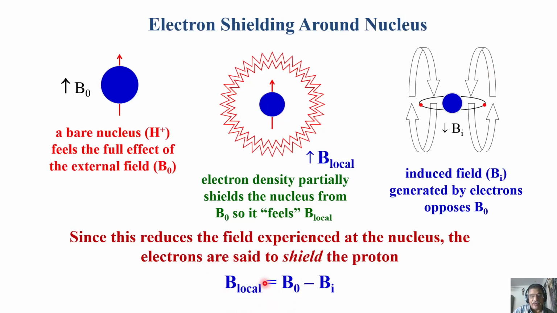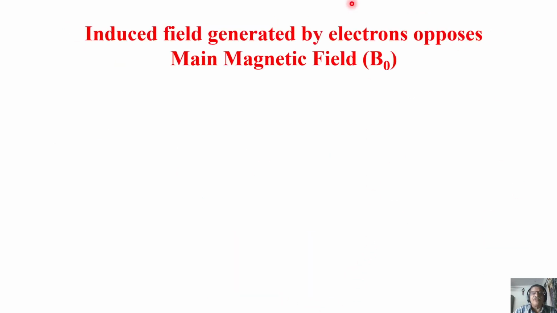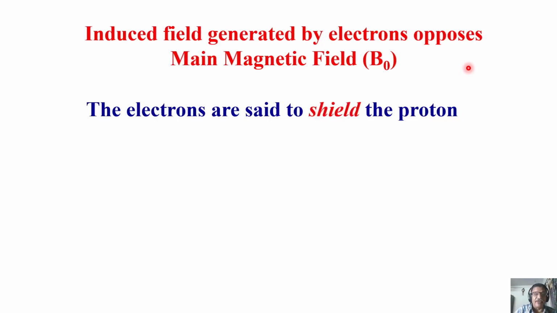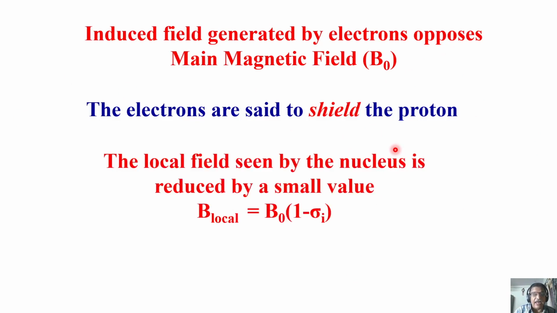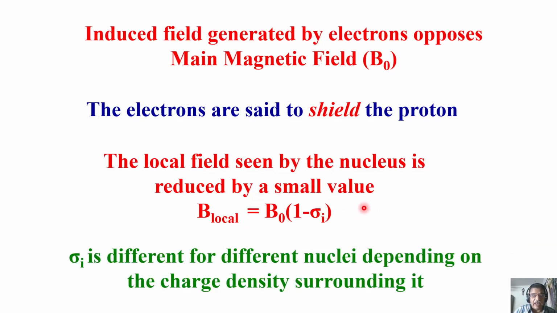We can say the strength of the local field is B naught minus the induced field. The induced field generated by the electrons opposes the main magnetic field, and that is the reason we say electrons shield the proton, and the local field is reduced by a small amount. What is that small amount? The field seen by the nucleus is reduced by a small value; that is, B naught times (1 minus sigma i). That is the equation. The local field you can calculate as B naught times (1 minus sigma i), and sigma depends upon the type of nucleus.